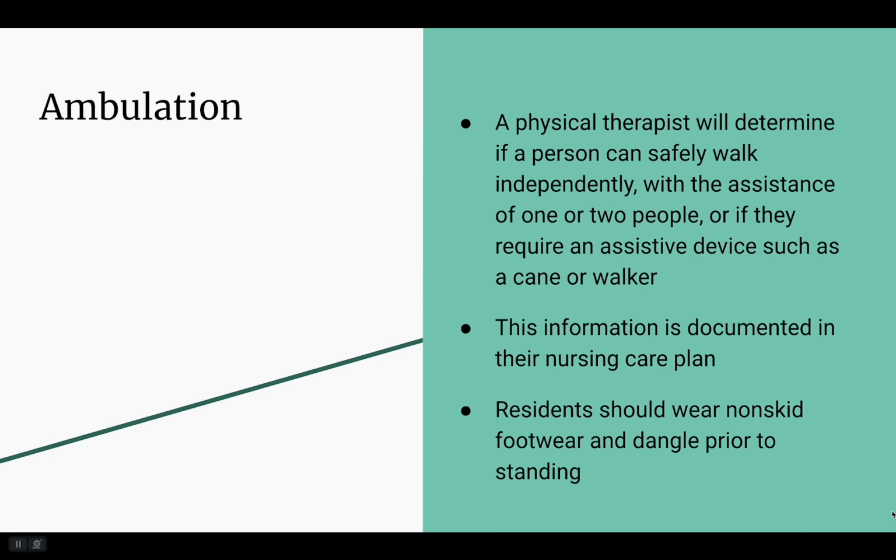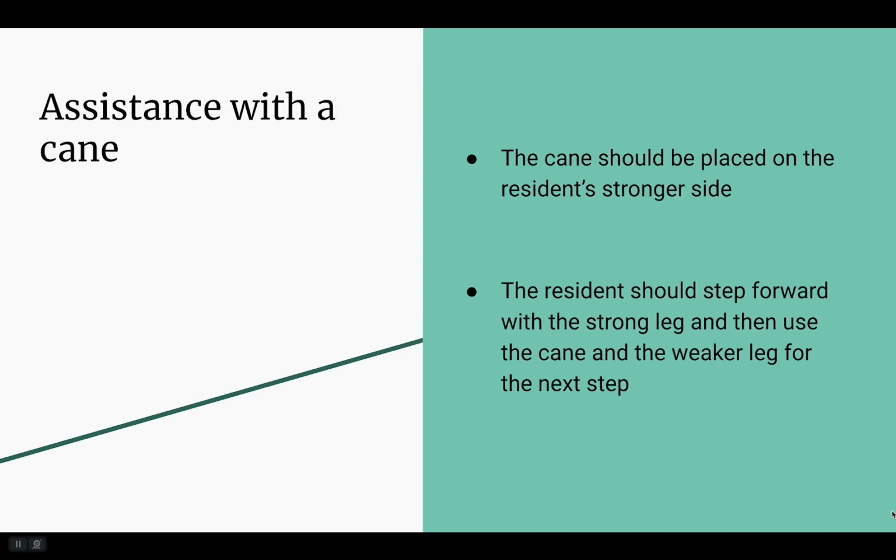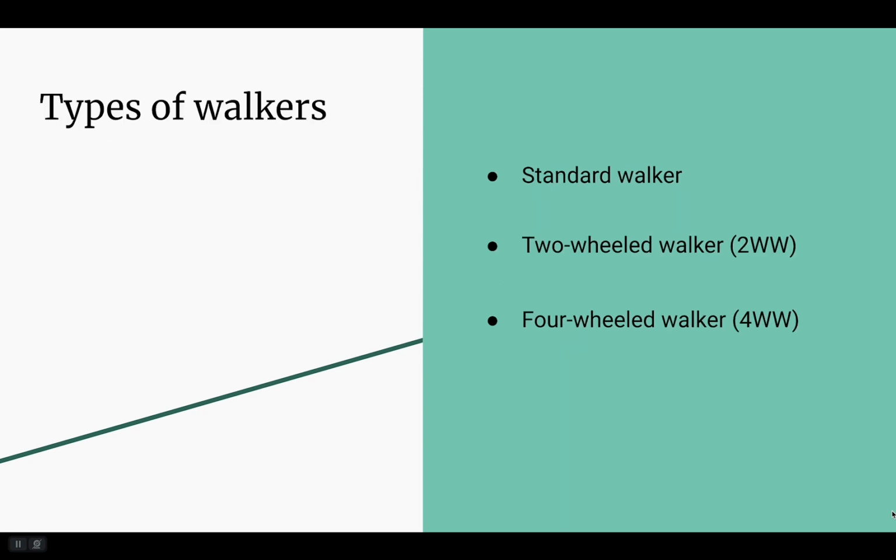For specific steps, see the Ambulation from Wheelchair Skills checklist found later in this module. If a resident requires assistance with a cane, the cane should be placed on the resident's stronger side. The resident should step forward with the strong leg and then use the cane and the weaker leg for the next step.